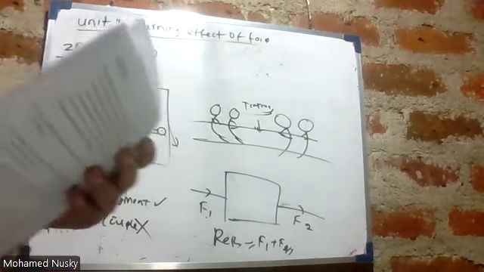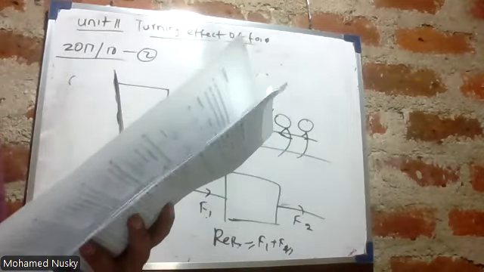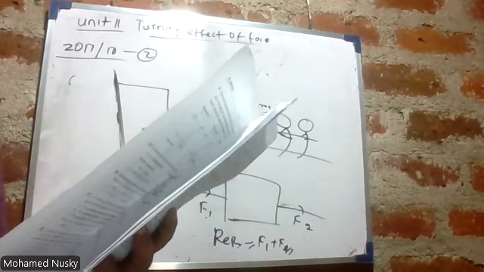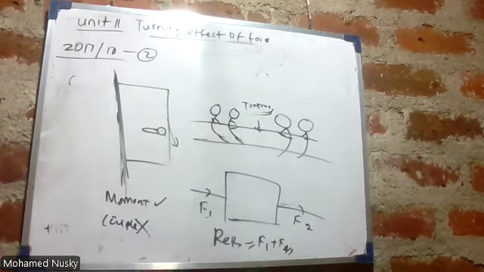The 2020 29th question. The figure shows how a couple of forces is applied to rotate a wheel of 0.4 meter radius. How much is the moment of this couple?